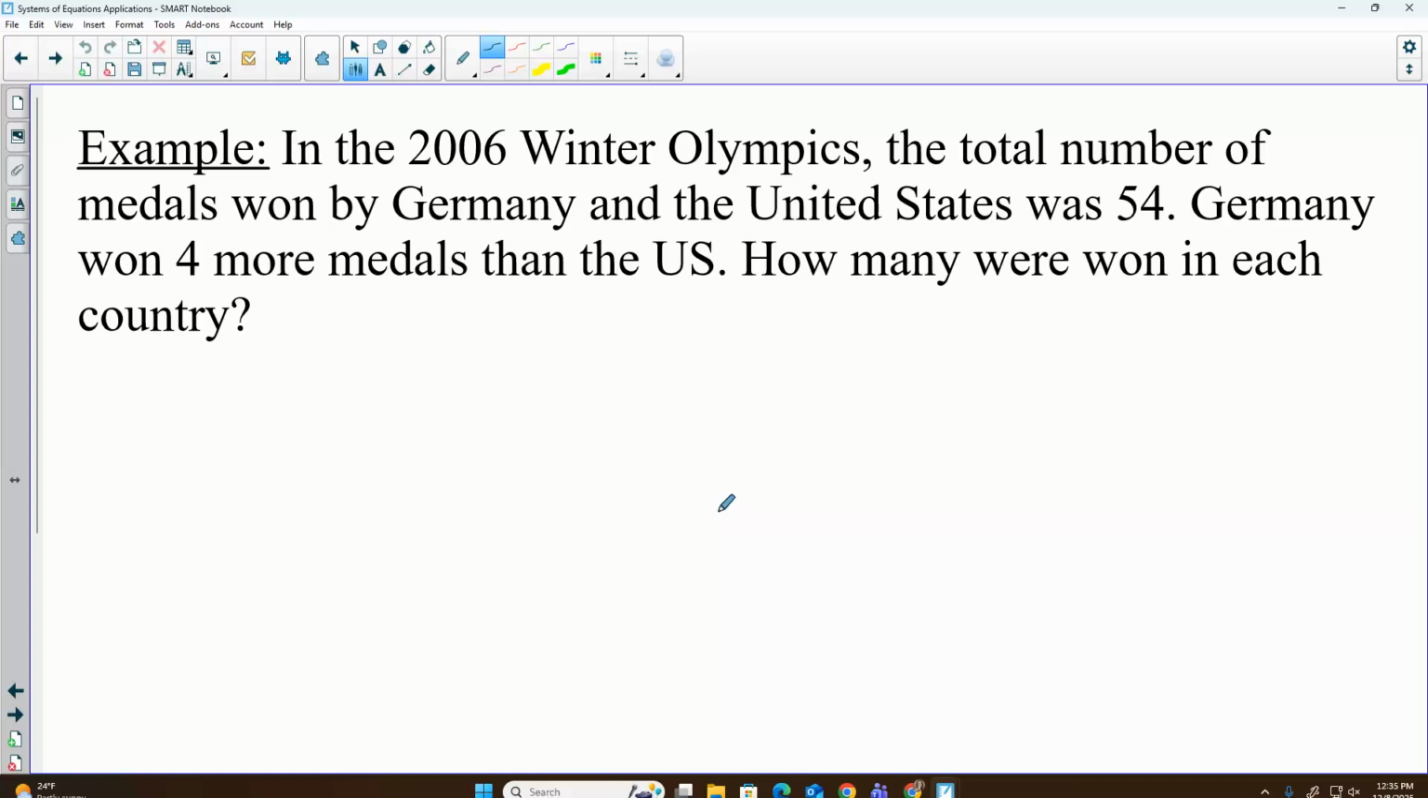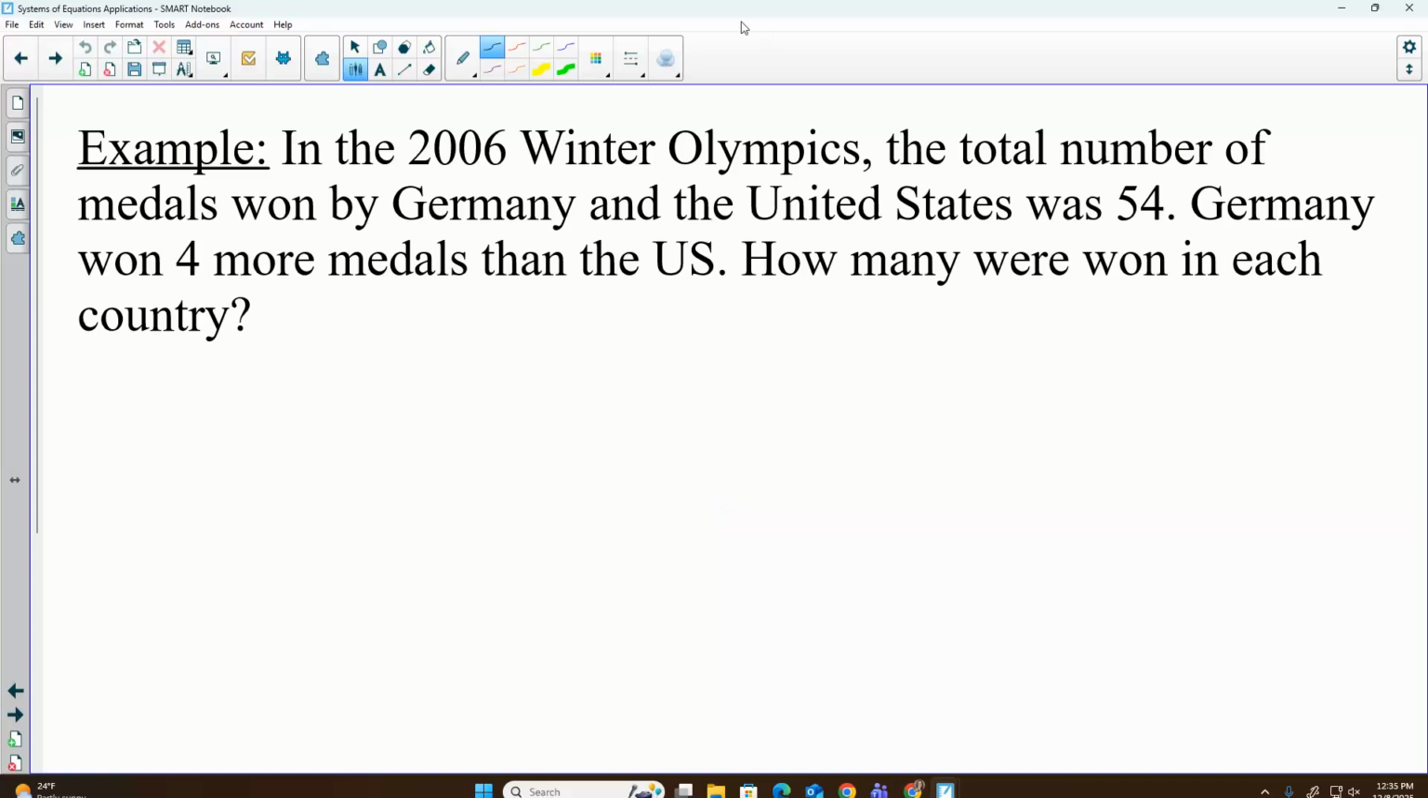Anything involving word problems, I expect you to define your variables. So we now can do x's and y's, but I need to know what x and y represent. And what do I expect at the end? A sentence. You have to make sure you're answering the question.